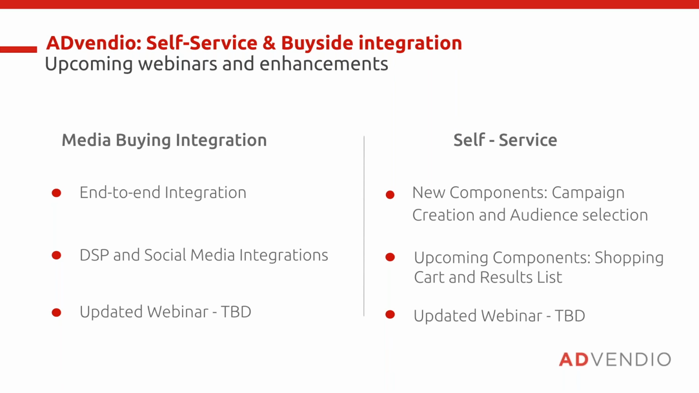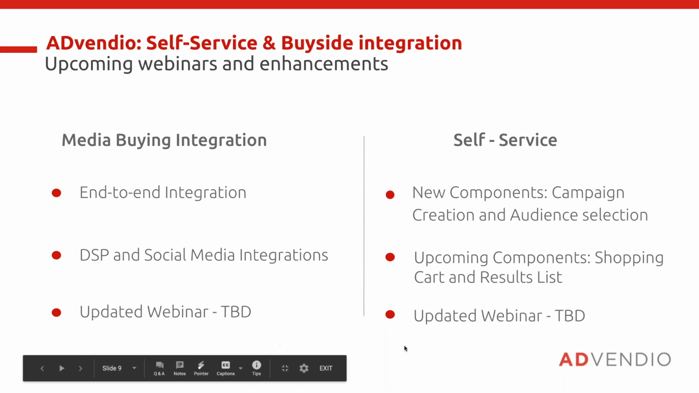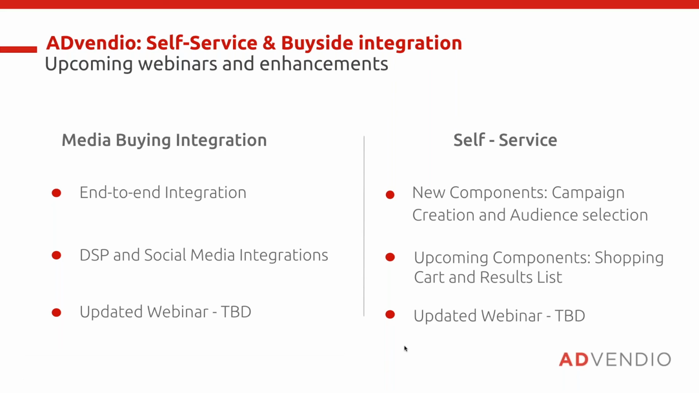We also then have our self-service, and we have two new components that we were working on, which is the campaign creation and audience selection, which I'll show you a little sneak peek of in a second. And we also have two upcoming components, which is the shopping cart and the results list. Those will come up, I think, in the next release, which is 2.138. So they'll be in the spring version.